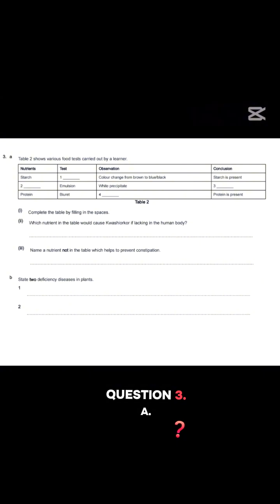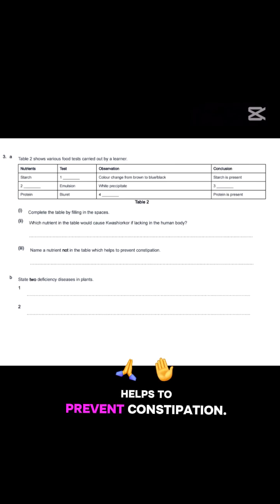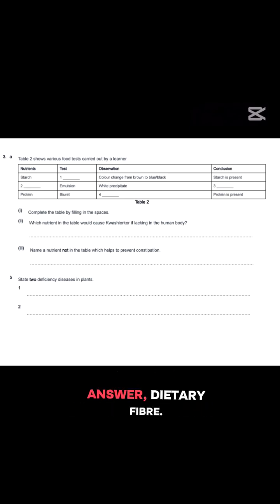Question 3. A. Complete Table 2 by filling in the spaces. 1. Iodine solution. 2. Lipids, fats and oils. 3. Fats or lipids are present. 4. Color change from blue to purple or violet and mauve. 2. Which nutrient in the table would cause kwashiorkor if lacking in the human body? Answer: protein. 3. Name a nutrient not in the table which helps to prevent constipation. Answer: dietary fiber, roughage.